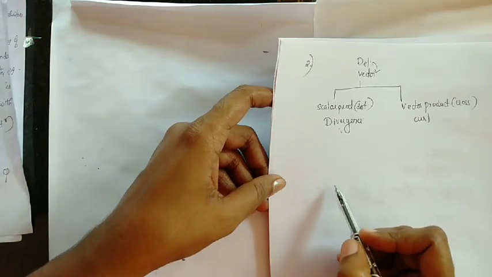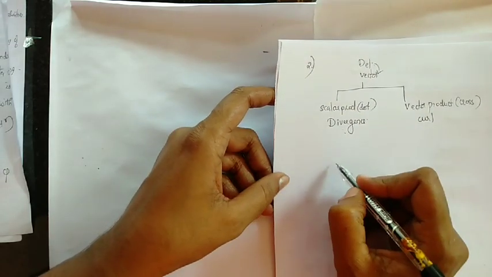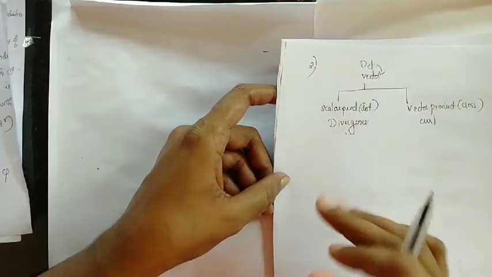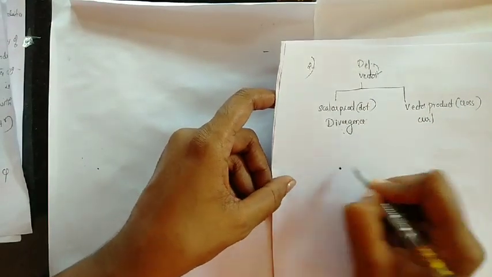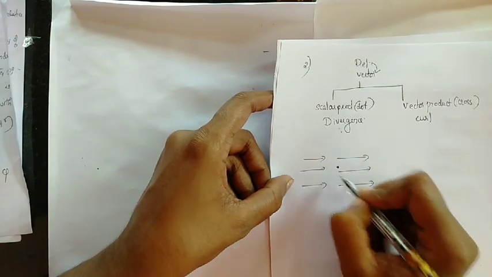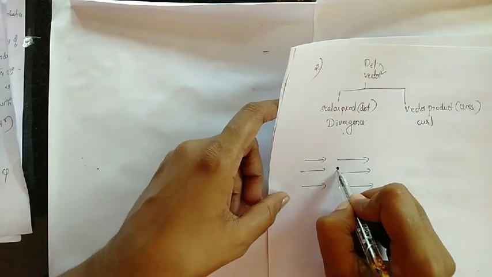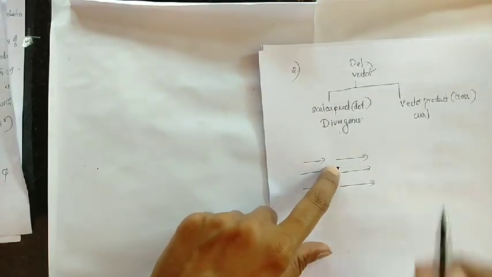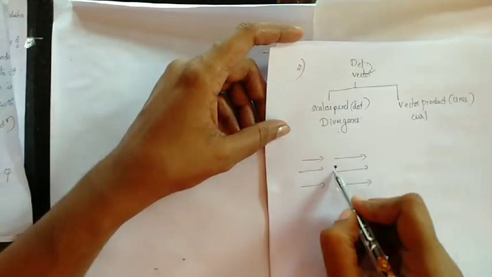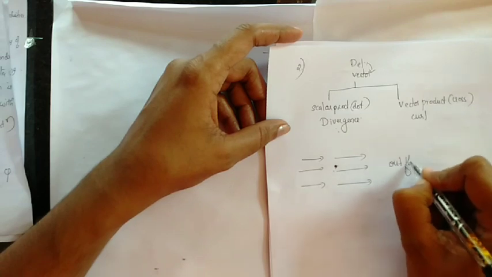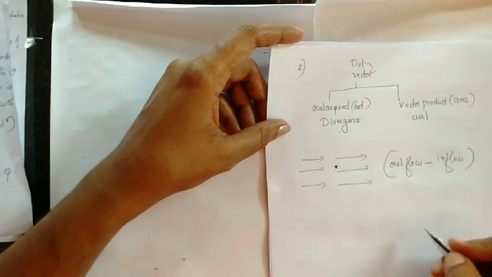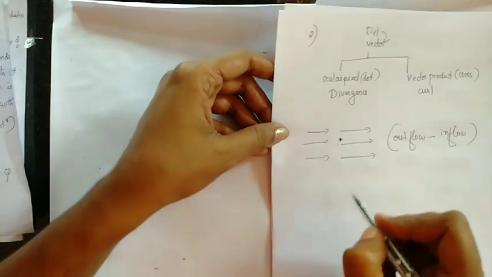So what is divergence? Its definition is: divergence of a vector function gives the net outflow per unit volume at a point. If you are considering a point here, and some vector quantity is flowing in this direction, then taking divergence at this particular point will give you the net outflow from this point. Or, divergence of a vector field at a given point is a measure of outflow minus inflow per unit volume.